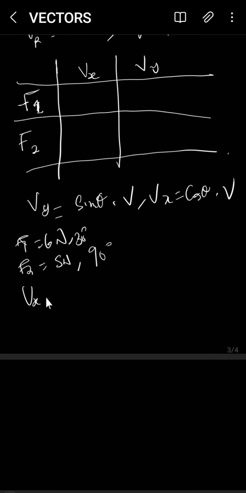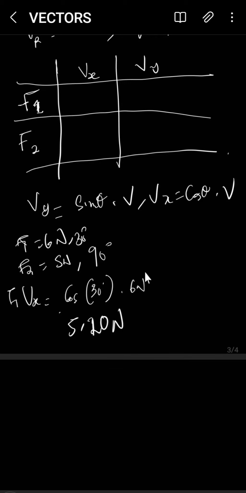So we'll start with Vx for F1. Vx is going to be cos theta, right? Which is cos 30 degrees. Our magnitude is 6 newtons, all right? So you get your calculator, cos 30, there you go, times 6 newtons. This should give you 5.19, so we'll say 5.20 newtons.